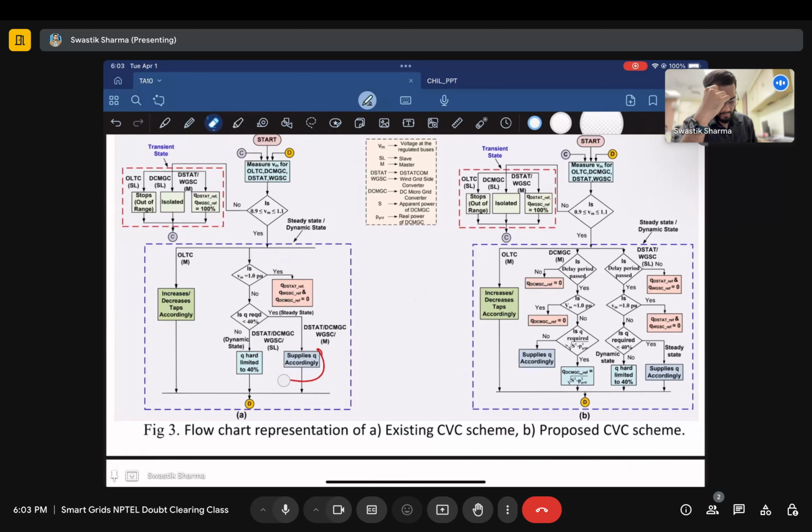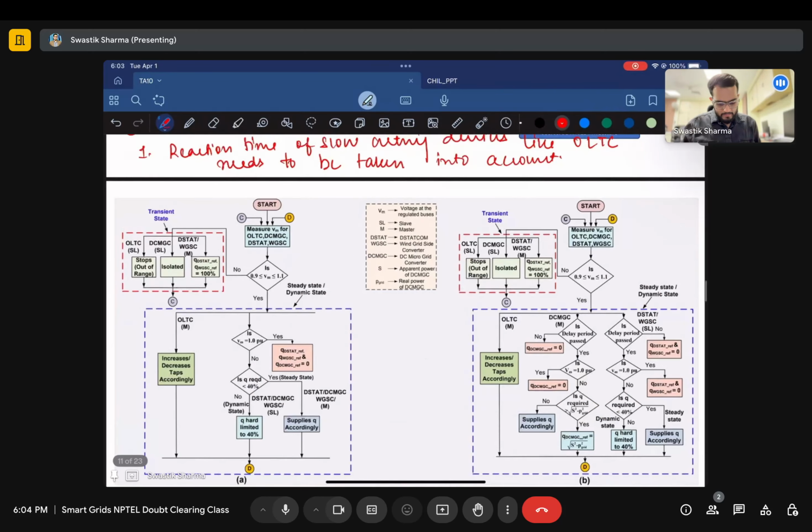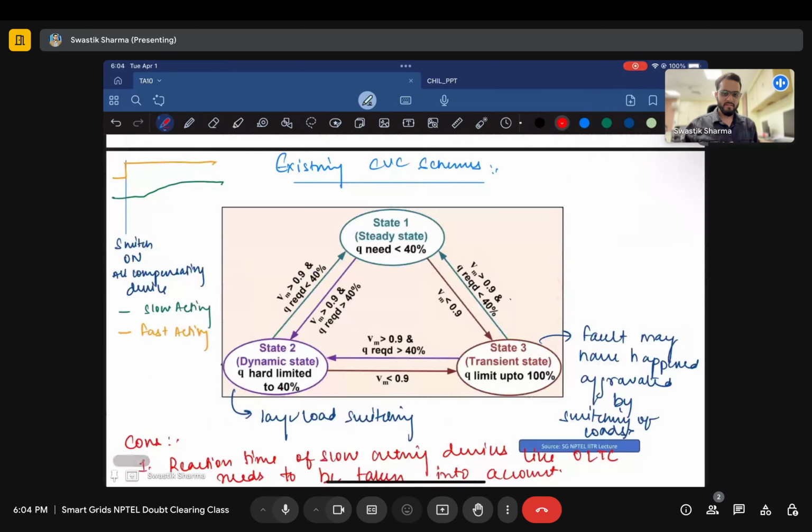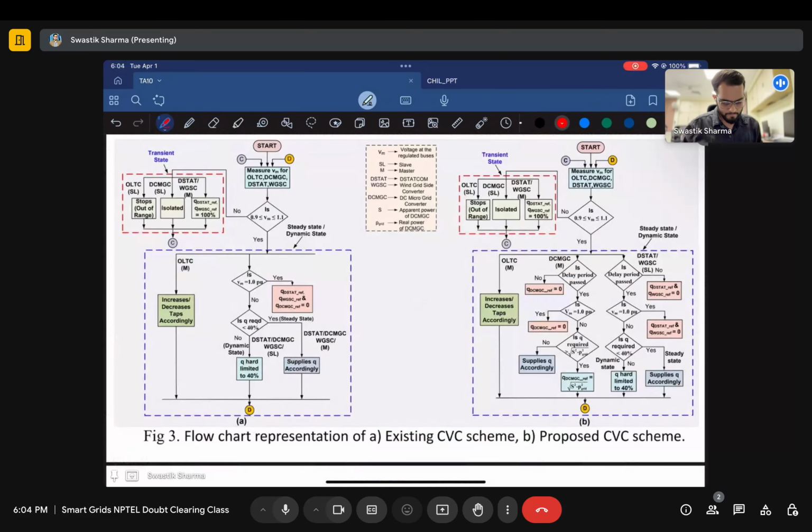Oh, sorry, my bad. Because it's a steady state, you want them to operate as a master, because they can control how much reactive power they contribute. So they supply Q accordingly because the Q required is less than 40%. But let's say the Q required is not less than 40%, but it is in a steady state. So it now behaves in a slave mode of operation. That is, they don't have a brain of their own. They follow the commands that are given, and the command given is that Q should be hard limited to 40%, and that is what they did. And this is what we have been doing here in this existing CVC scheme. It's just being transported over here, right?